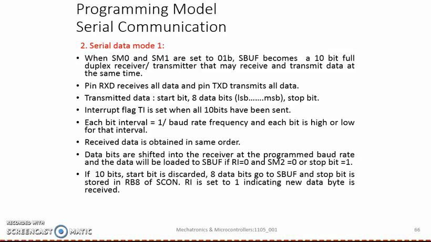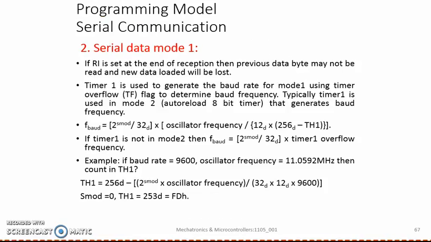Data bits are shifted into the receiver at the programmed baud rate and the data will be loaded into SBUF if RI is equal to 0 and SM2 is equal to 0, or else if the stop bit is equal to 1. If 10 bits, the start bit will be discarded, 8 data bits will be stored in the SBUF register, and the stop bit will be stored in RB8 of the SCON register. RI will be set to 1 indicating that a new data byte has been received. If RI is set at the end of the reception, then the previous data byte may not be read and the new data loaded will be lost.